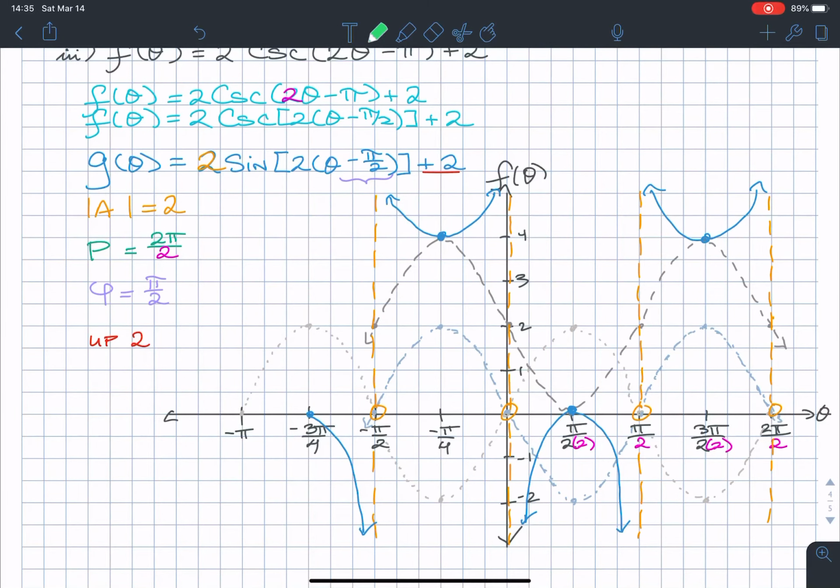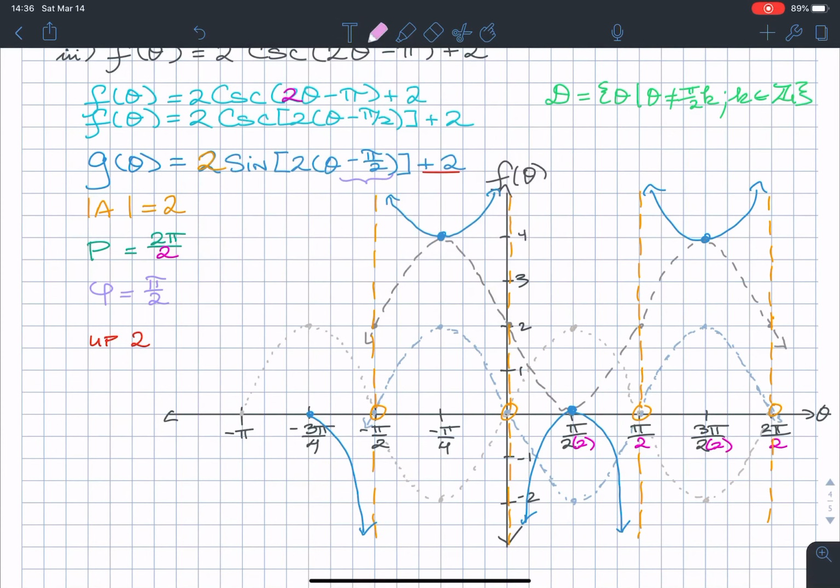Okay, so the domain, of course, for any reciprocal function has to exclude those values of theta where I have asymptotes. So that's after the horizontal translation. So it looks like it can't be pi over 2 plus any integer multiple of, plus it's just pi over 2k, where k is an integer. Okay, those are the ones I need to exclude there.